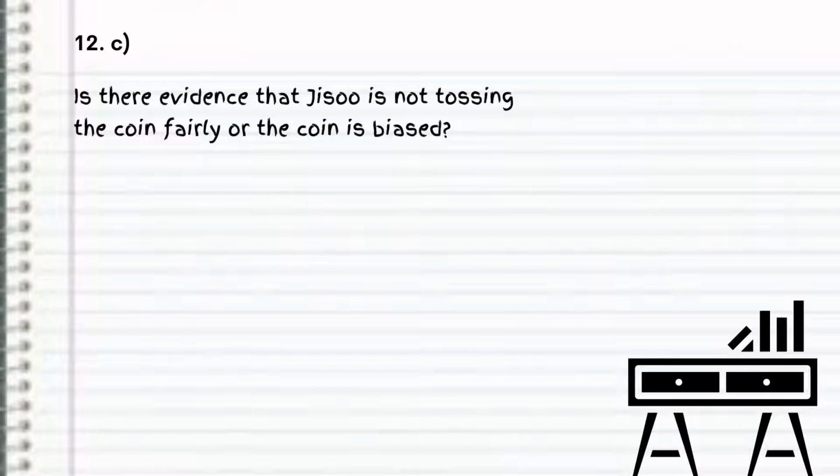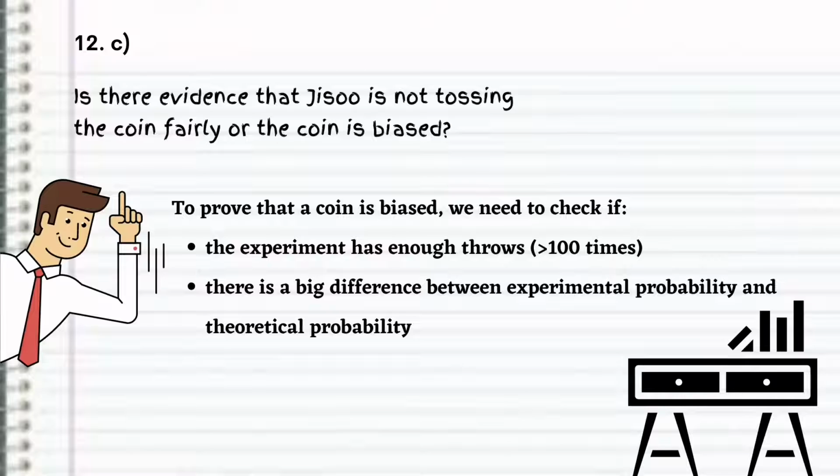Question 12c. Is there evidence that Jisoo is not tossing the coin fairly or the coin is biased? So, to prove that a coin is biased, we need to check if the experiment has enough throws, which is more than 100 times, and is there a big difference between experimental probability and theoretical probability.